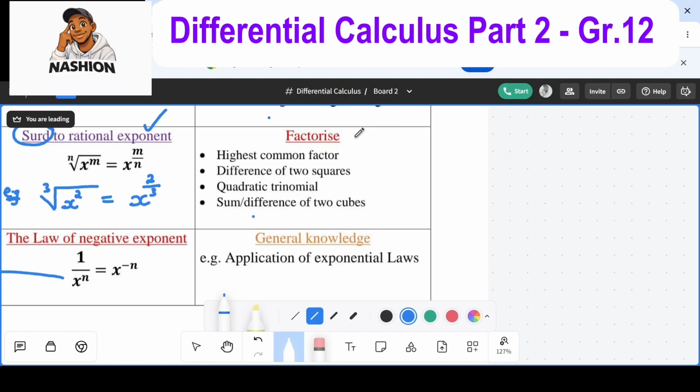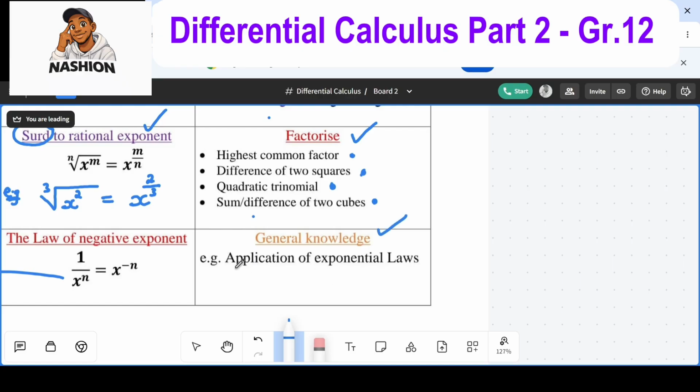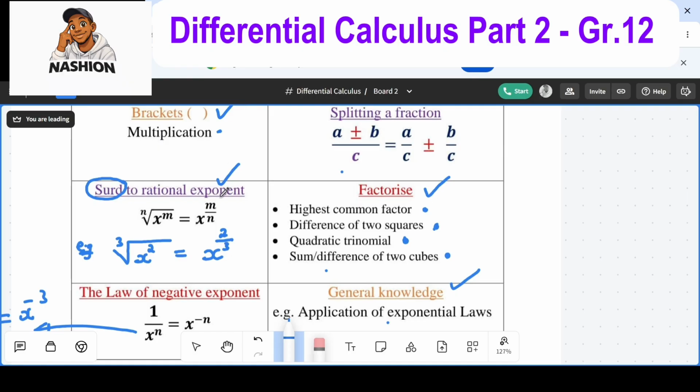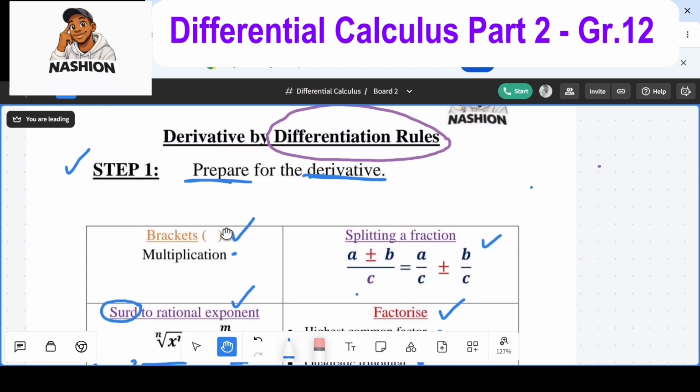Okay, what's next? There are times when we're going to need to factorize. Remember, factors were taught in grade 10: how to apply the common factor, the difference of 2 squares, quadratic trinomial, the sum or difference of 2 cubes. And what's next? The general knowledge. Like in this case, the application of exponential laws. We are going to be applying exponential laws whenever applicable. So we are talking about removing the brackets, removing the surds, removing the x from the denominator, splitting a fraction, factorizing, and general knowledge like exponential laws. So doing all these 6 things, depending on the question, will prepare the question for the derivative.